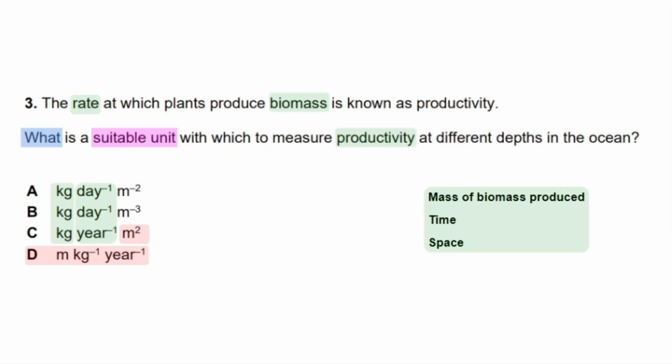So the best option is going to be between per meter squared or per meters cubed. Now, because we're talking about different depths of the ocean, this is a volume of water, and so we need to have a 3-dimensional area to account for that. We're not sampling the forest floor and everything that we encounter, we are sampling a body of water in order to determine the biomass. So that means the best answer option is kilograms per day per meters cubed.